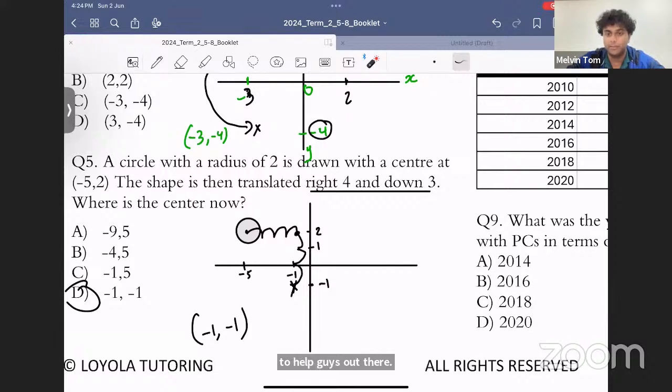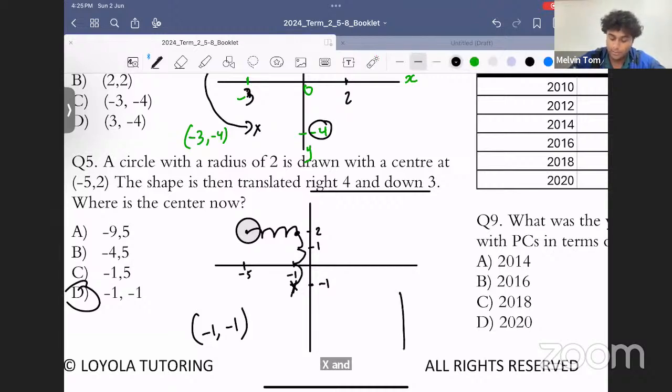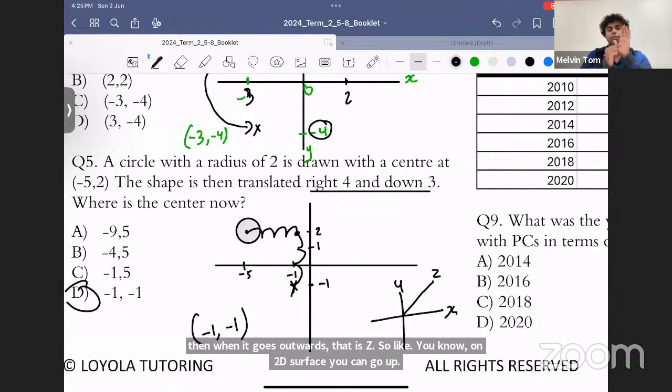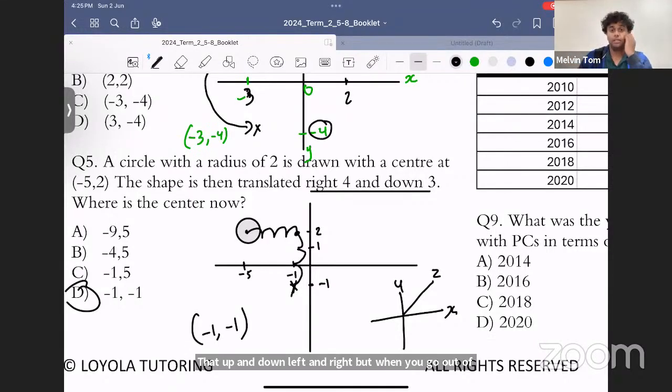Why are the letters X and Y? Again, mathematicians just decided that's how they wanted it to be, X and Y. So there's one more plane. So this is Y, this is X, and then when it goes outwards, that is Z. So on a 2D surface, you can go up and down, left and right. But when you go out of the 2D structure, when you go in and out, that is 3D, and that's when you have Z as well.